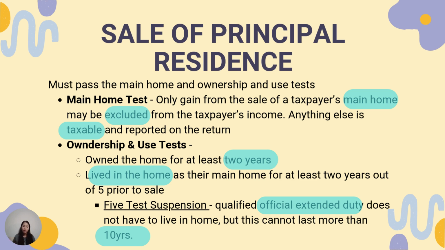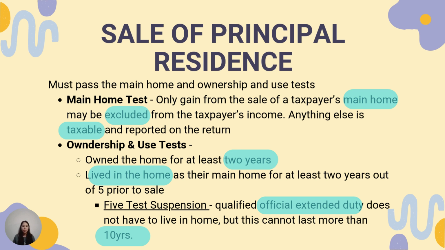So now, after we talked about the sale of stocks and mutual funds, how to calculate capital gains from that, now we're going into how to calculate capital gains on the sale of a principal residence in order to report that on your tax return. So in order for a principal residence to even be called a principal residence, it must pass the main home and ownership and use tests.